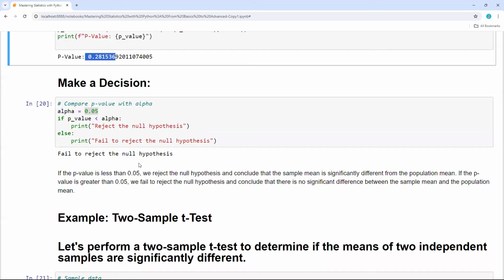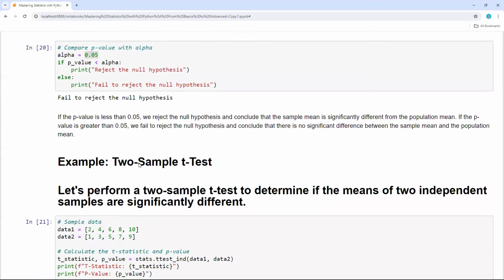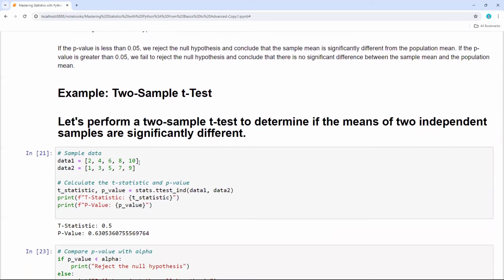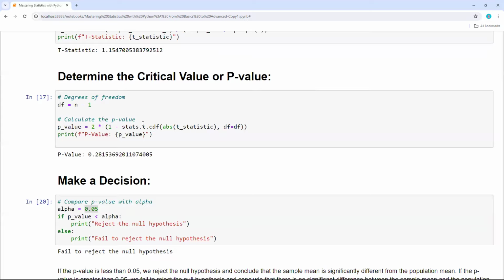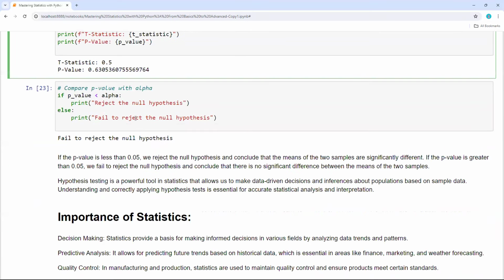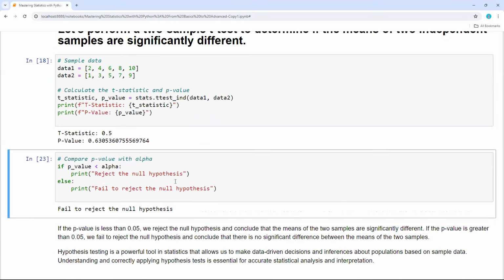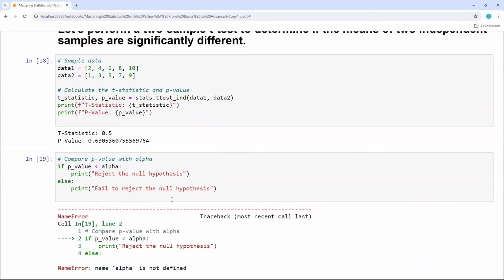So if there is any significant difference, then we will conclude that the mean is significantly different from the population mean. If the p-value is greater than 0.05, we fail to reject the null hypothesis and conclude that there is no significant difference between the mean and the population mean. And this is an example of a 2 sample t-test, where we have 2 samples. Above we have only a 1 sample t-test, and if we have 2 samples, we can calculate the p-value and conclude reject or fail to reject.